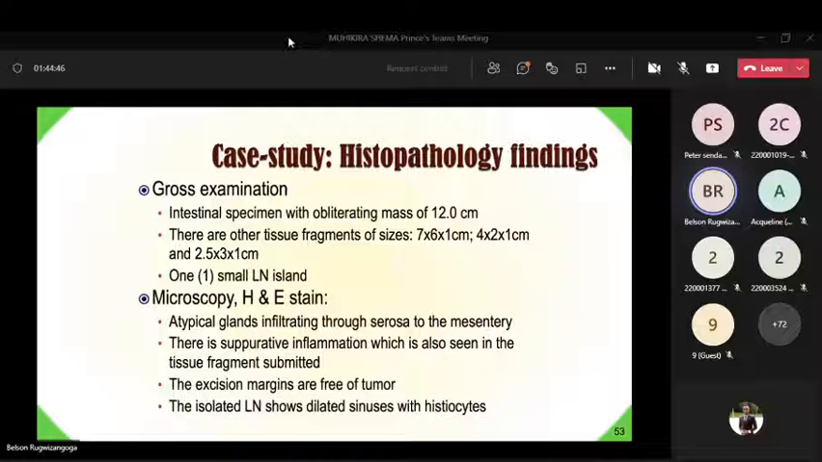On routine staining under the microscope, we found typical glands infiltrating through the serosa to the mesentery. Meaning it is an epithelial cancer arising from the mucosa, perforating up to the serosa and even involving the mesentery, and there you can understand that it is already advanced. There is suppurative inflammation, which is also seen in the large fragment submitted. The excision margins were free of tumor. Isolated lymph nodes showed dilated sinuses with histiocytes, meaning there were no cancer cells there.